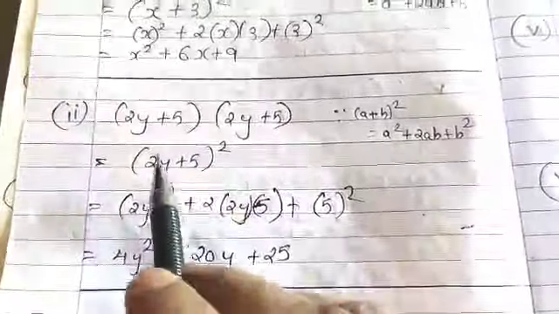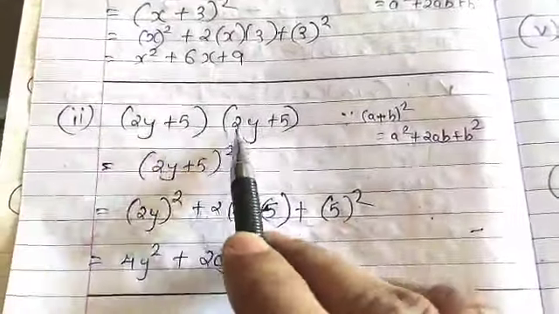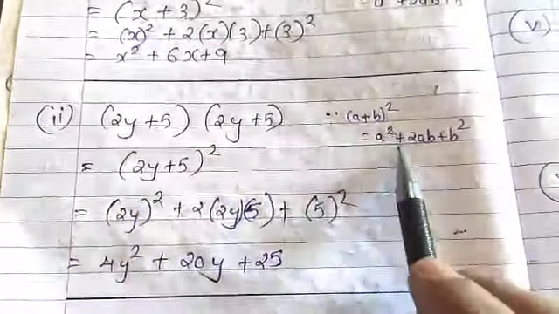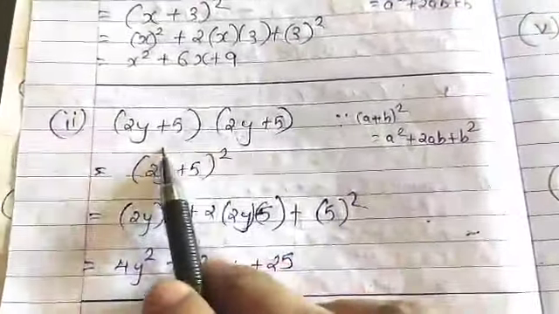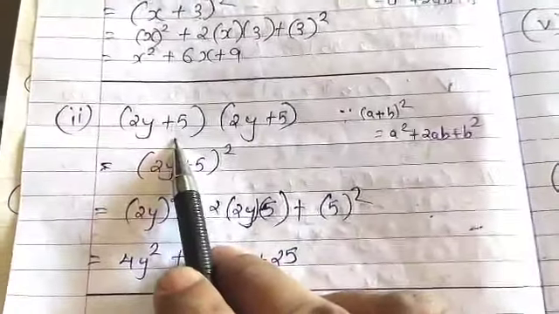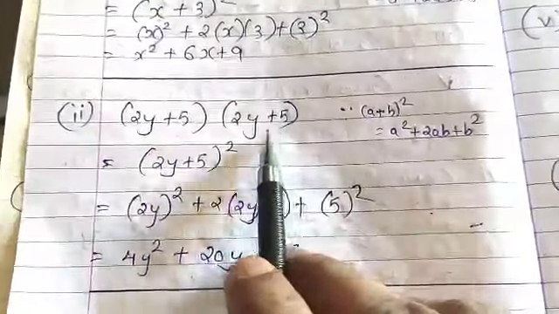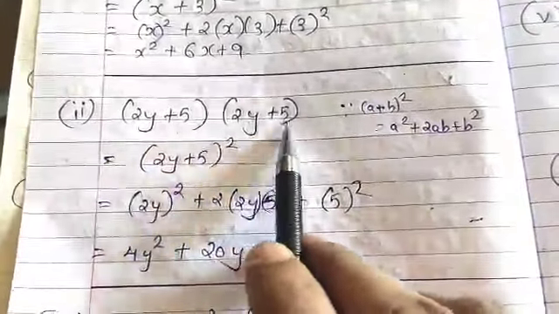Then next is 2y plus 5 into 2y plus 5. Dear student, when will you apply this identity? When both the brackets have the same number of terms and the same value of terms, that is, 2y plus 5 and 2y plus 5 are there.